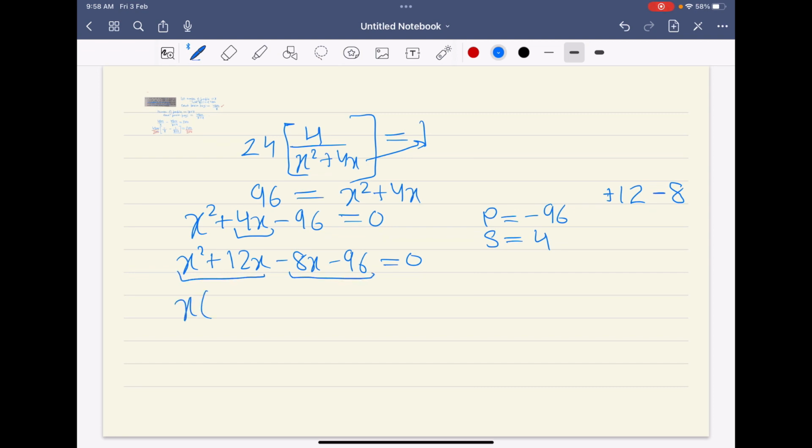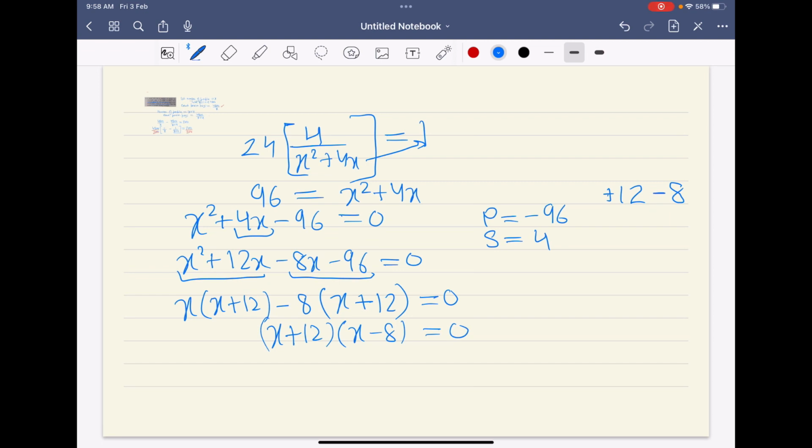So I can take x common, so I get x plus 12 here. I can take minus 8 common, so minus 8x divided by minus 8 will give us just x. Minus 96 divided by minus 8, minus divided by minus should be a plus, and 96 divided by 8 gives us 12. So finally we have x plus 12 into x minus 8, which is equal to 0.